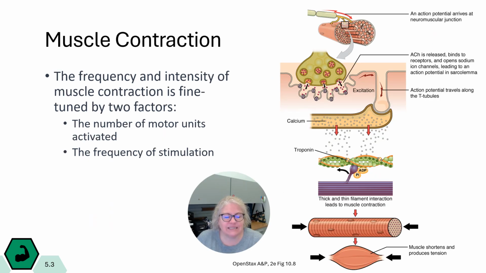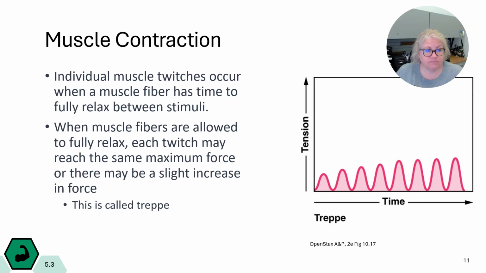The frequency and intensity of muscle contraction is fine-tuned by two factors: how many motor units are activated, and the frequency of their stimulation. So how many nerve fibers are we stimulating, and how fast are we stimulating them? And we can look at those as some relationship graphs.